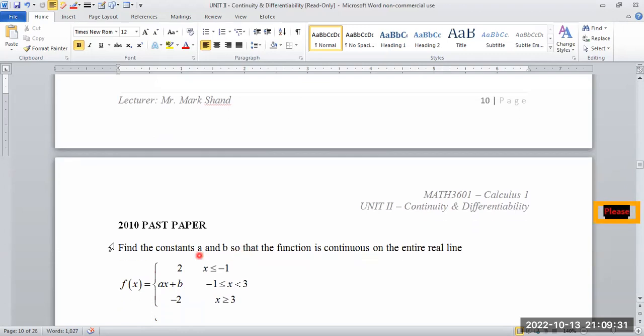This is a 2010 past paper. I will help you. I want you to go through the first part of the question. When you reach the simultaneous part, we will go through that. Go through the first part of the question for me, please.